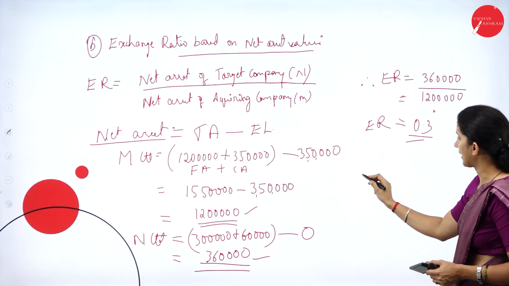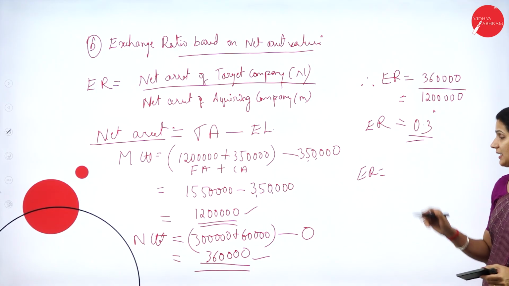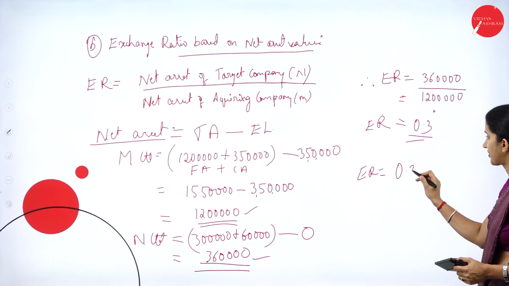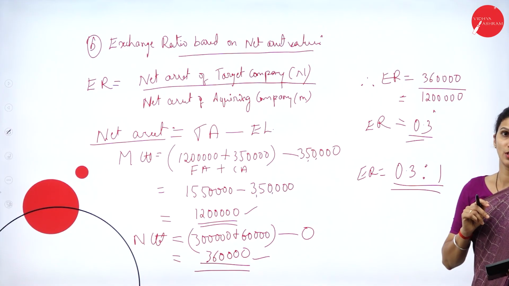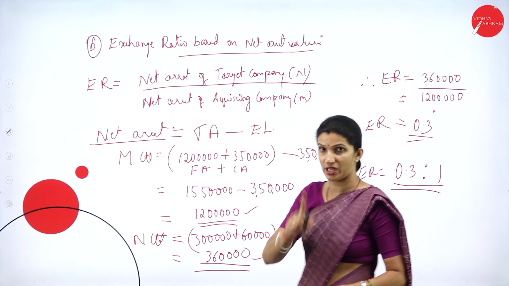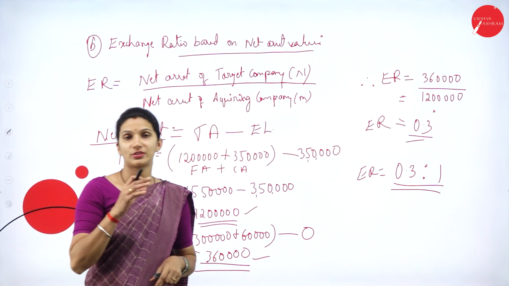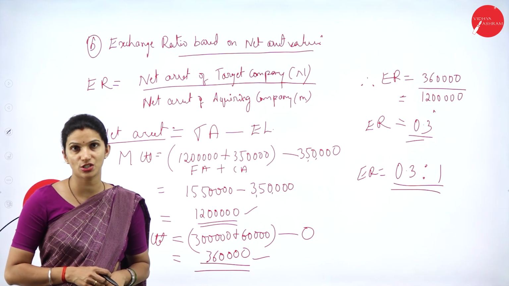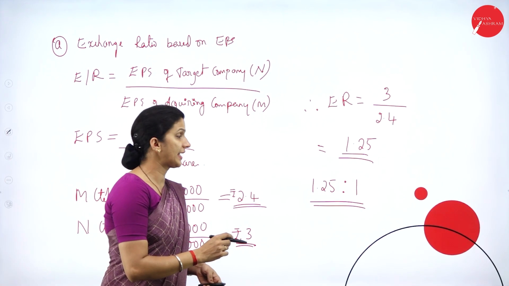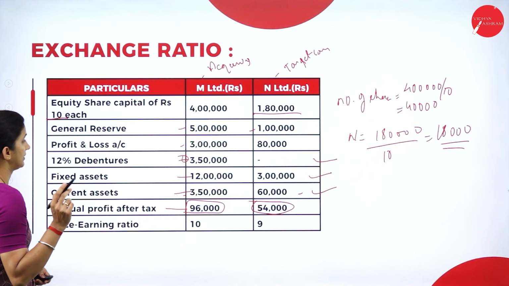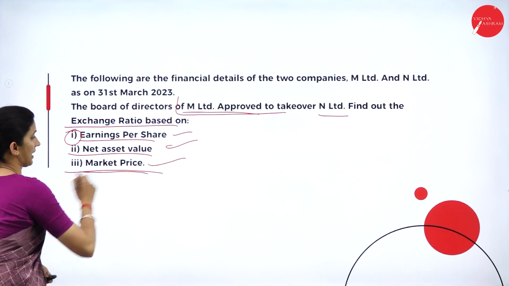So here, what does exchange ratio mean? The shareholders of N Limited will get 0.3 shares for every 1 share held. So that means for every 1 share, they will get 0.3 shares. So that is the meaning of exchange ratio, calculated based on the net asset. Next, we have the exchange ratio based on the market price.